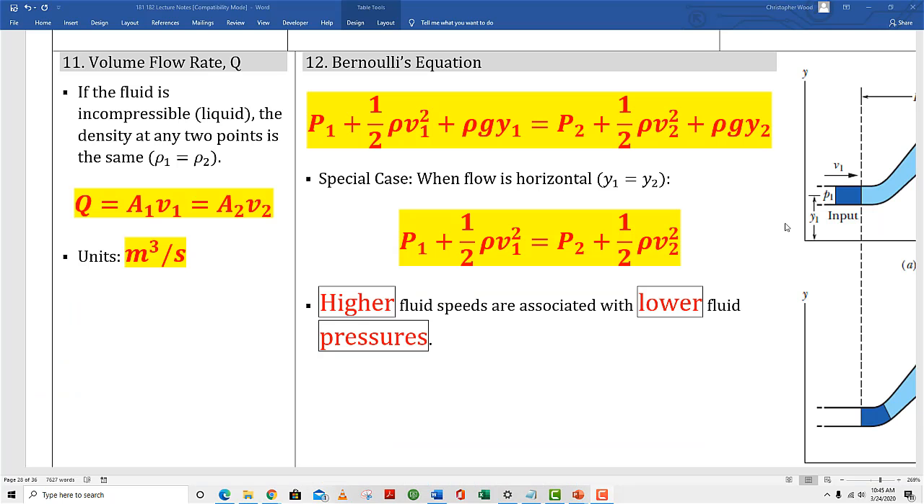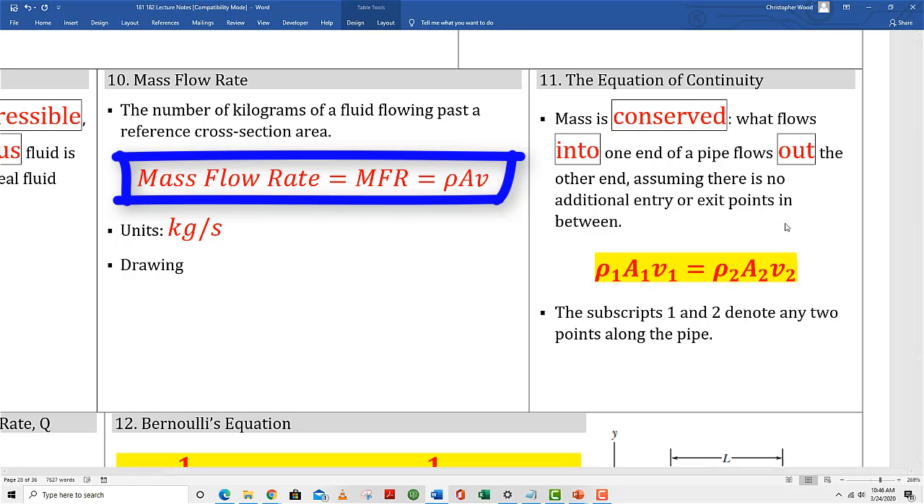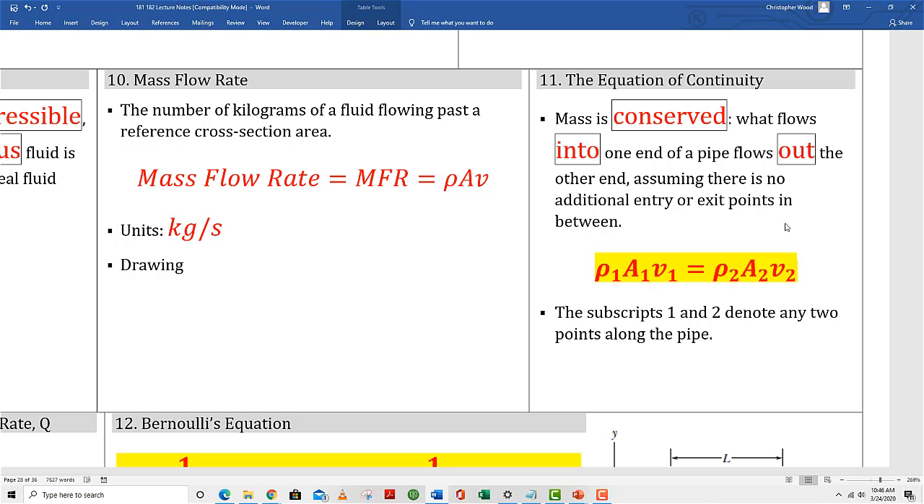Box 11, volume flow rate. This is exactly like mass flow rate, which again was given in box 10 as density times the pipe's cross-sectional area times the fluid's velocity, which evolved into box 11, saying that the rate of mass flow, the kilograms per second number, never changes as an ideal fluid is flowing through a pipe.